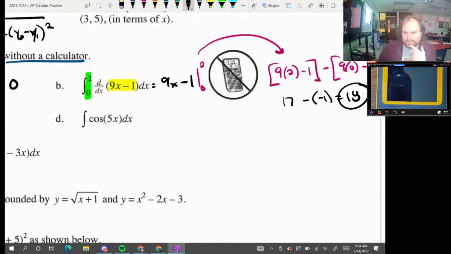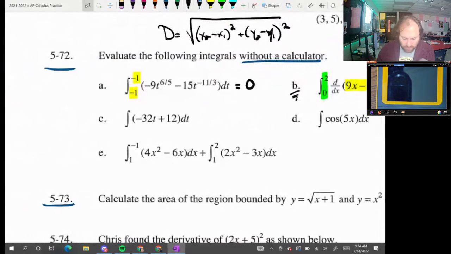Pretty straightforward. I like these questions. I like that they show up on our review preview. I've never seen a question like that on the AP test. The opposite, though, I have seen every year. The derivative of an integral undoes itself. Question C, here we go. Now we're actually going to get our hands dirty.